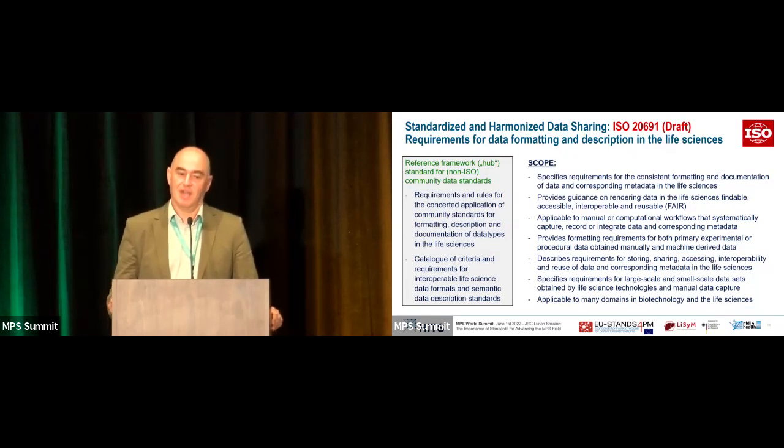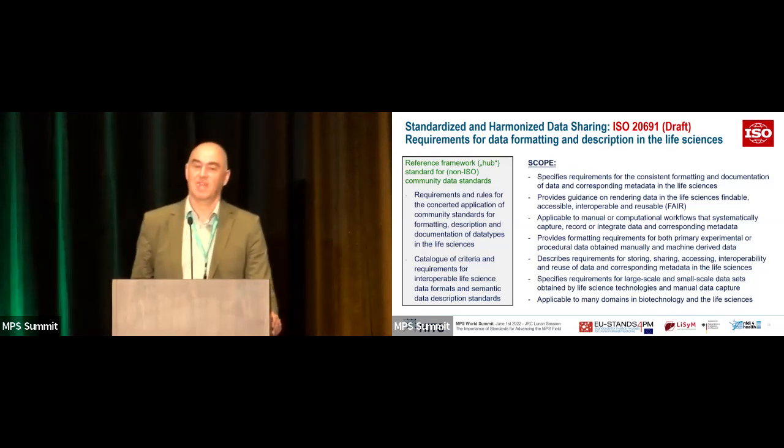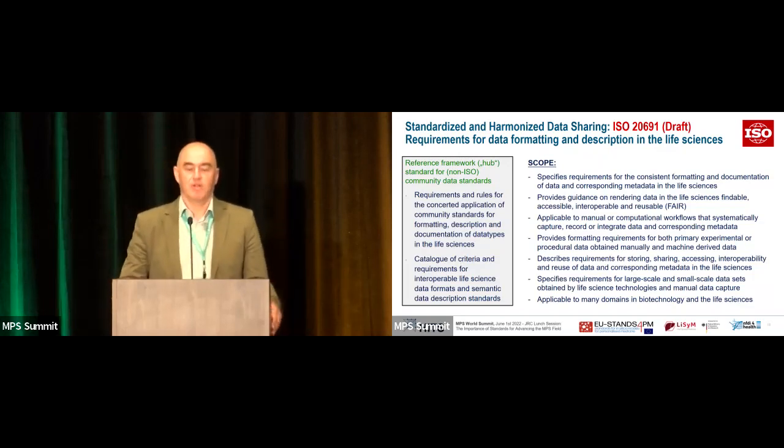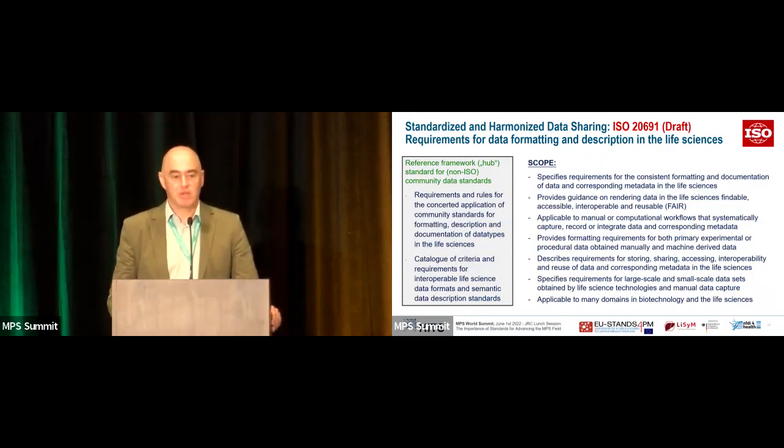structure in this ISO draft that will become a published standard this year. It's a reference framework standard for community data standards, and really defines the requirements and rules for the concerted application of such community standards for the formatting, but also for the description and documentation of different types of data in the life sciences. It also defines a catalog of criteria and requirements for such interoperable life science data formats.